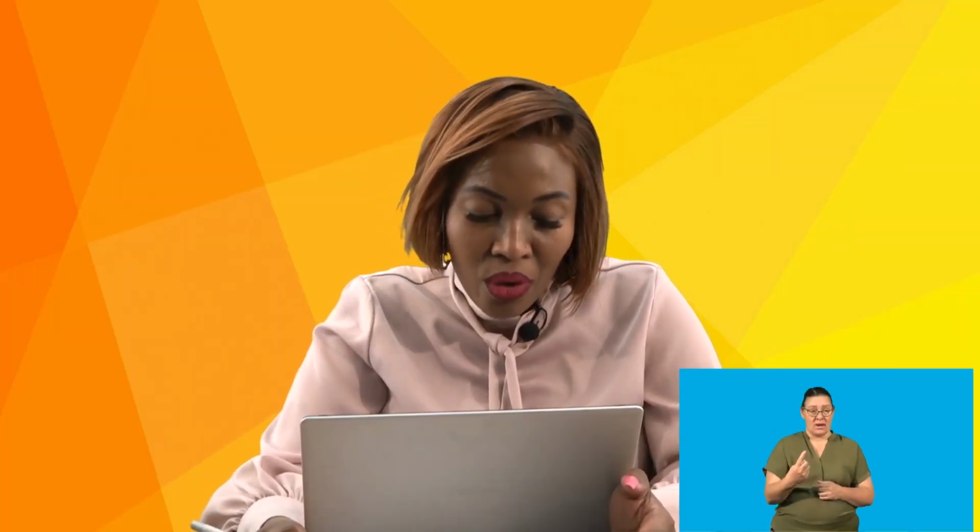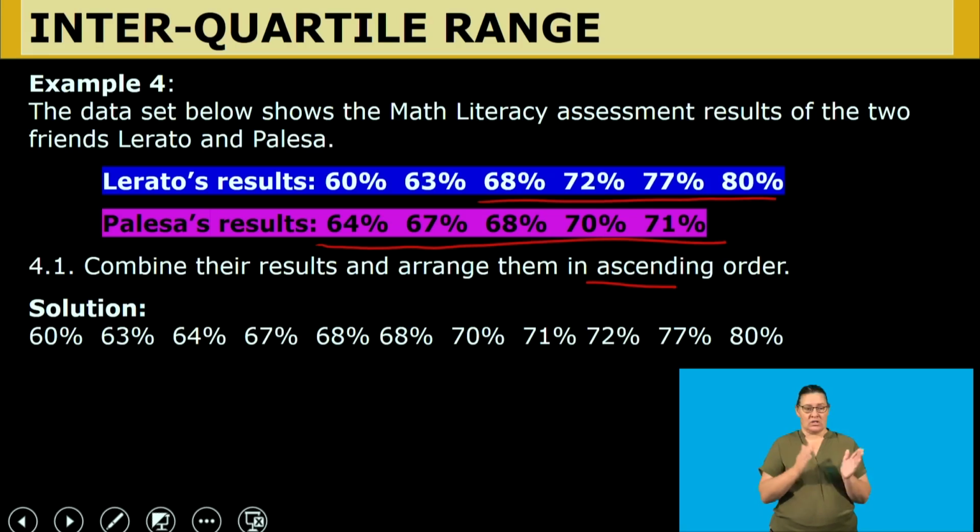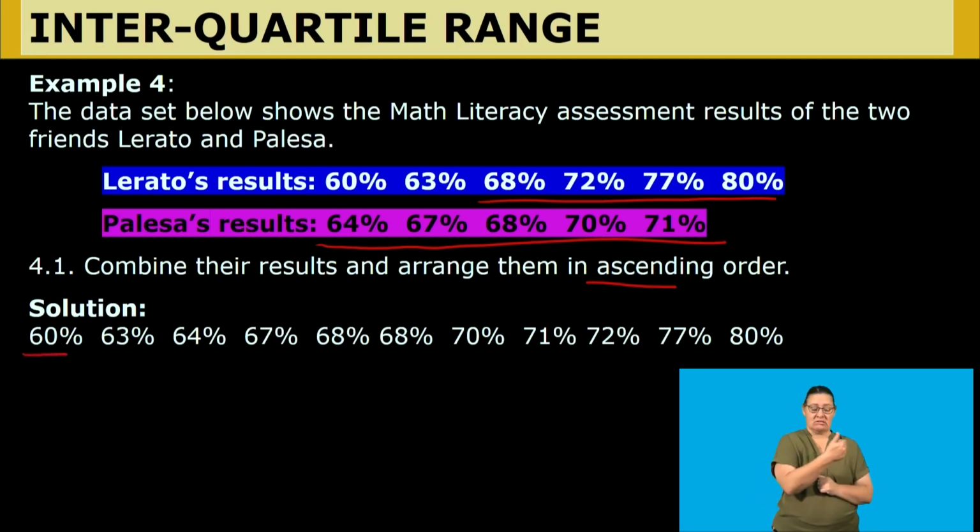4.1, we must combine their results and arrange them in ascending order. Remember ascending order from the lowest to the highest. So this is how we will arrange the data there. It means the lowest mark for both of them is 60% and the highest mark is 80%. So when you arrange, you make sure that you count that you've included all the values.